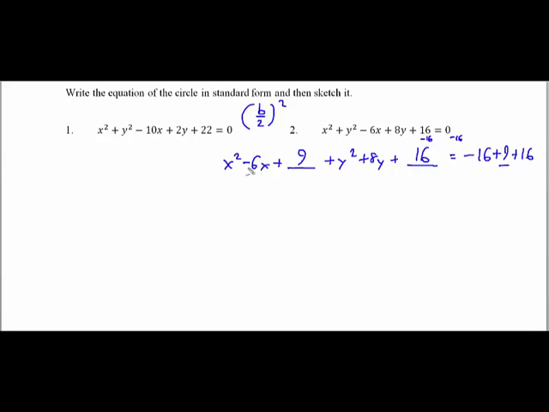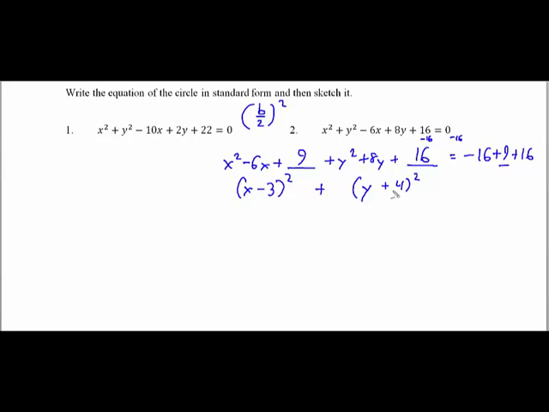So now I ask what two numbers multiply to make 9 and add to make negative 6. Well, that would be x minus 3 and x minus 3, which I can shorthand write as x minus 3 quantity squared. Over here, I'm going to look at this trinomial of y's and ask which numbers can multiply to make 16 and add to make 8, and that would be 4 and 4, which I can write shorthand as y plus 4 quantity squared.